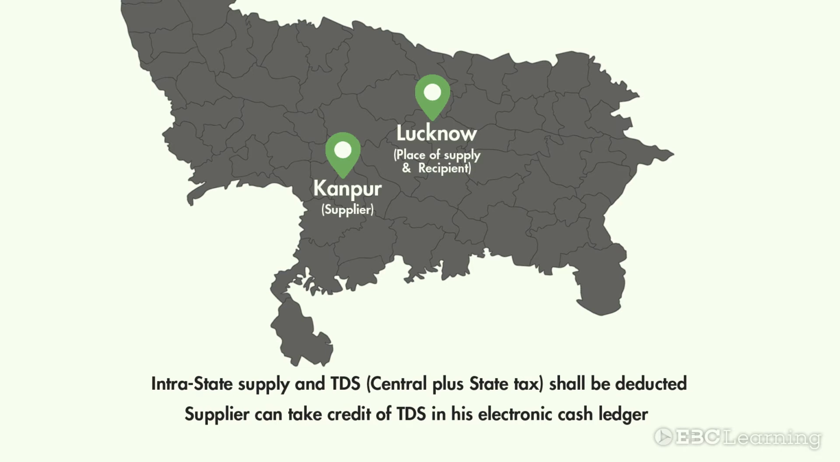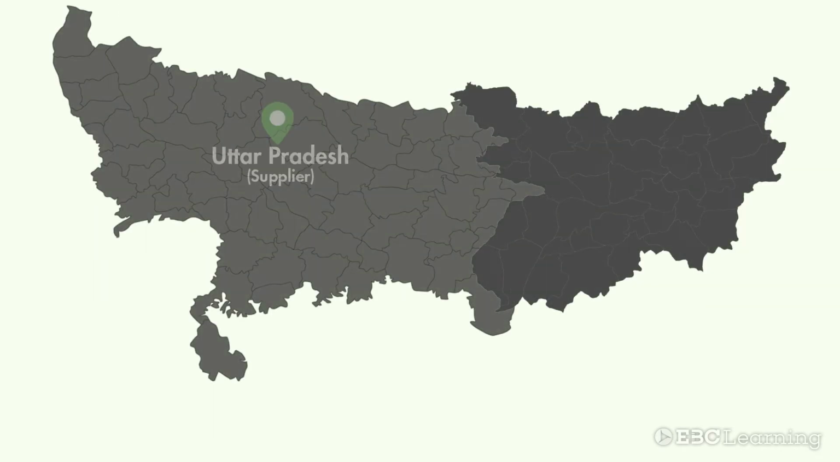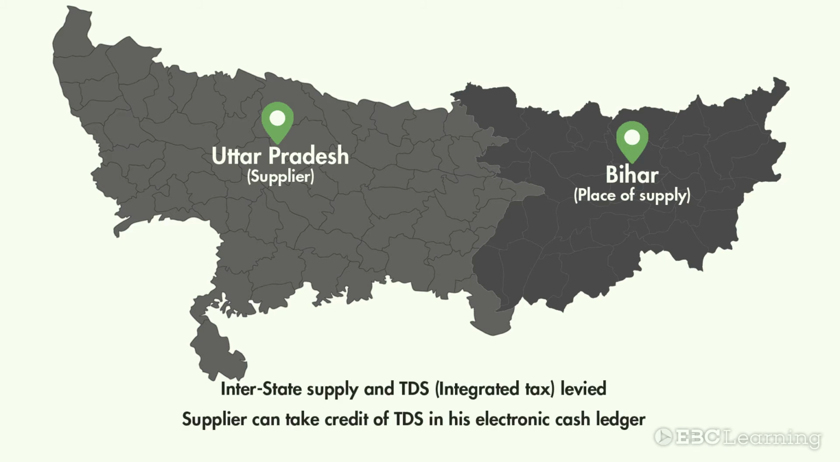Take the second situation where the supplier as well as the place of supply are in a different state from the recipient. In such a case, IGST would be levied. TDS has to be deducted, it would be TDS of integrated tax, and it would be possible for the supplier, that is the deductee, to take credit of TDS in his electronic cash ledger.